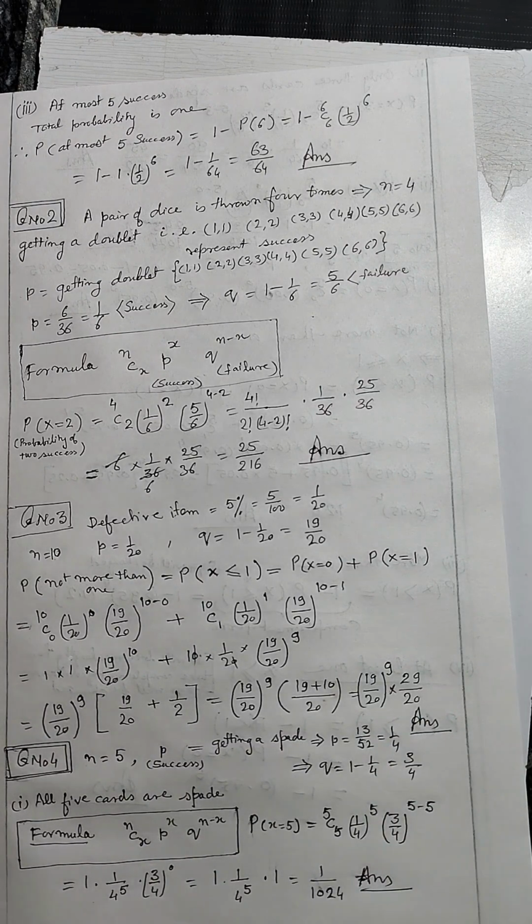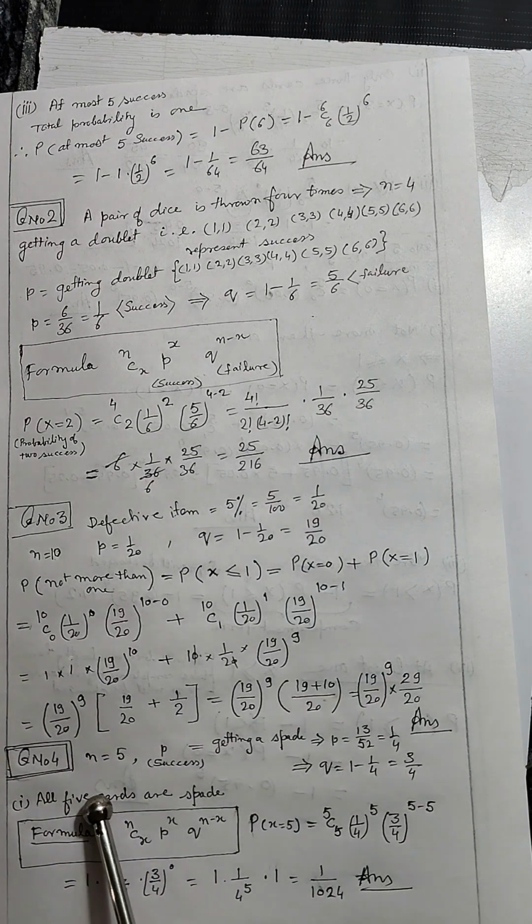Now come to the question number 4. 5 cards are drawn successively with replacement from a well-shuffled deck of 52 cards. What is the probability that all the 5 cards are spades, only 3 cards are spades, none is spade? Means 3 parts है इसके देखिए.